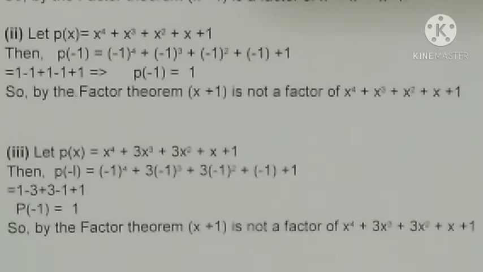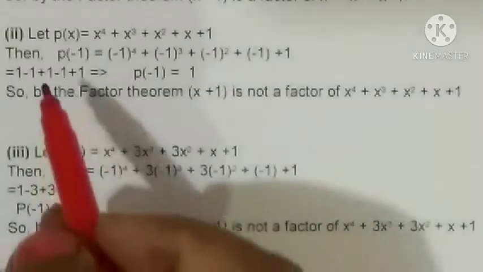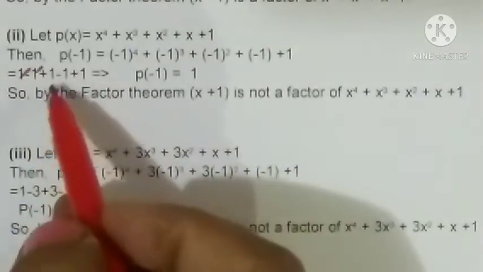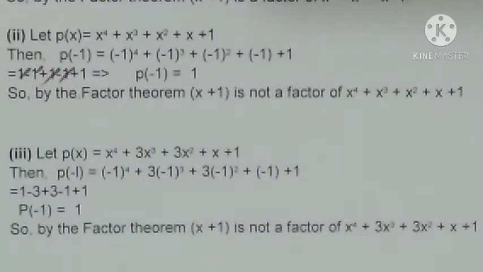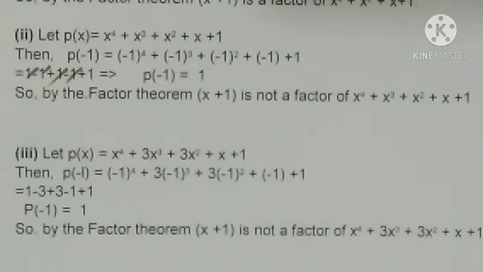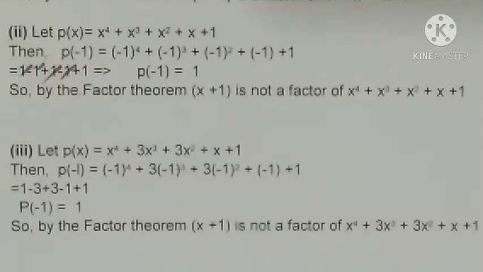Minus 1 raised to 4 is 1 only. Minus 1 cube is minus 1. Minus 1 square is plus 1. Plus minus 1 is alone. So minus 1 is the answer, then plus 1. So 1 minus 1 plus 1 minus 1 plus 1. So the first two pairs get cancelled, which are 1 minus 1 and 1 minus 1. So what is remaining there? Plus 1 is remaining. So P of minus 1 equal to 1 only.